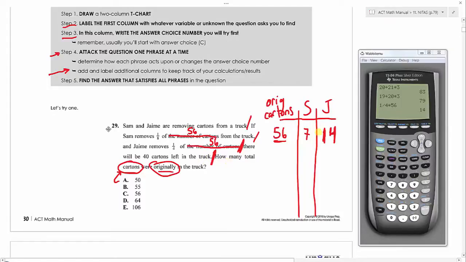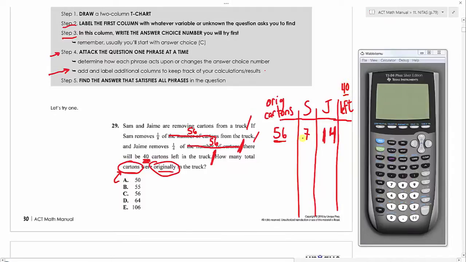40 cartons left in the truck. Well, I have to see, if I start with 56, take away 7, take away another 14, I have to see if the number of cartons left matches up with this 40. I'm supposed to have 40 left. So in that last column over there on the right, I'm going to write left. I'm going to put a 40 here just to remind myself that that's what I need.